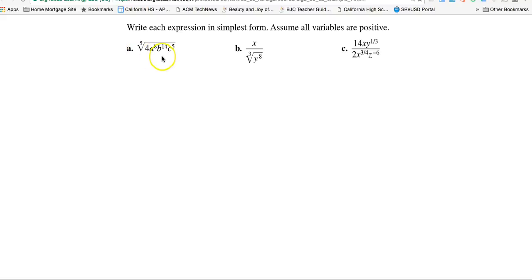So in this first one, part A, we're taking the fifth root of this whole expression down here: 4a to the 8th, b to the 14th, c to the 5th. Now remember, when you're simplifying radicals that are not perfect roots, what you're trying to do is factor out the largest perfect root factors that you can. So when you do the square root of 72, for example, you factor out 36 because that's the largest perfect square in 72.